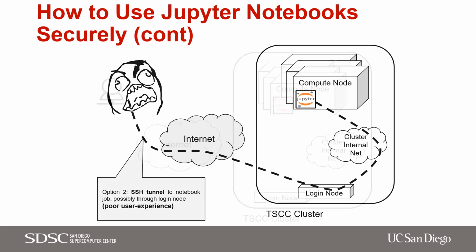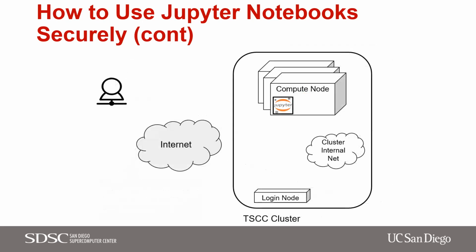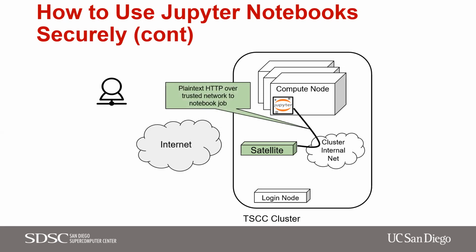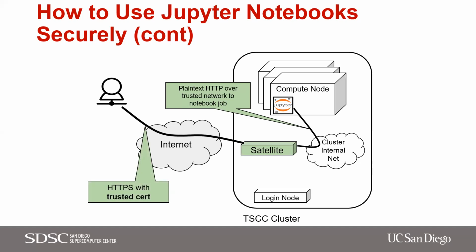So what we did instead was we said, okay, let's come up with something else. We developed this service called the satellite reverse proxy. It's self-service, meaning that the administrators don't need to be around in order for it to work. It speaks plain text HTTP over the internal network to the Jupyter notebook, and HTTPS with a trusted cert over the internet to the user.